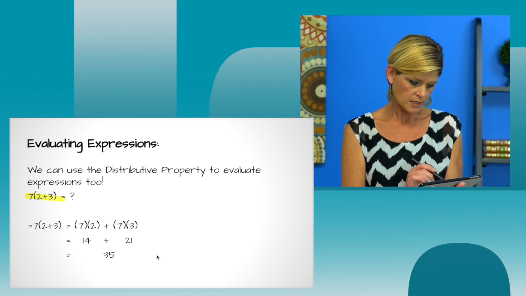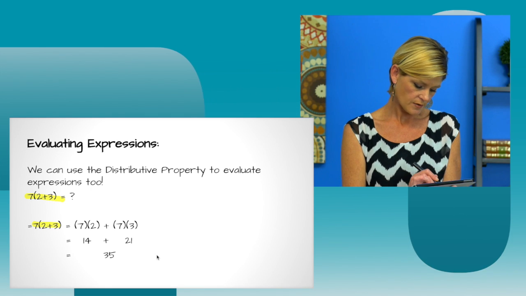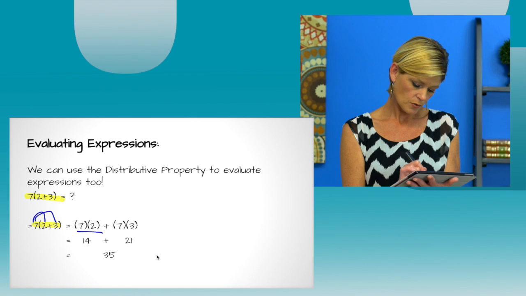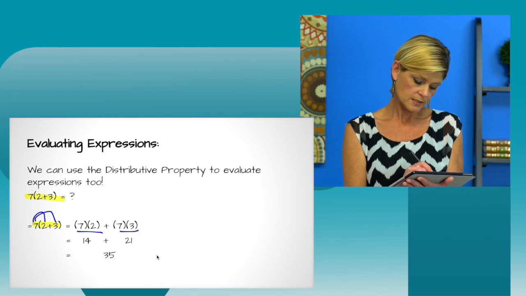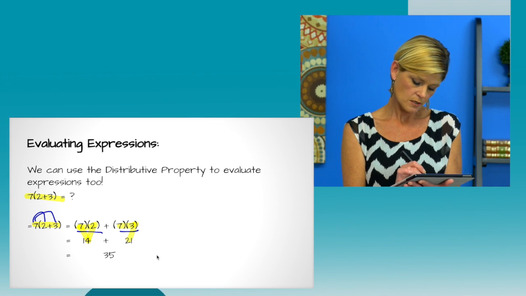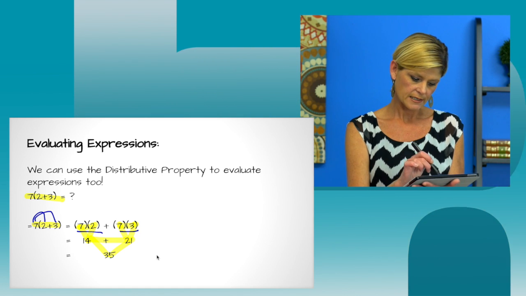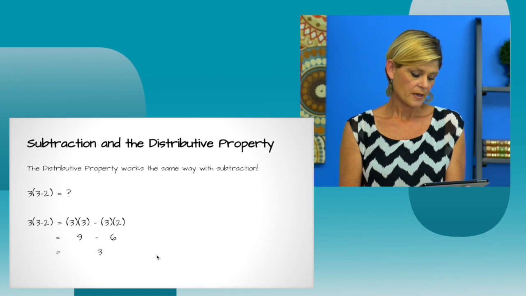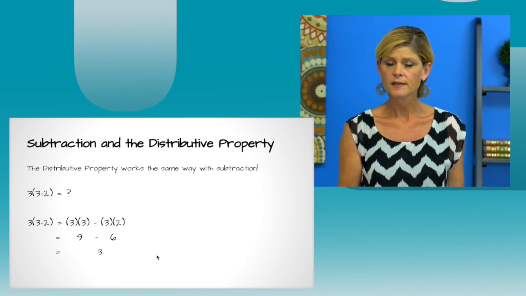So I have 7 times 2 plus 3. So I'm going to distribute my 7 to the 2 and my 7 to the 3 and add. Actually, let me multiply first. 7 times 2 is 14. 7 times 3 is 21. Add the two and I get 35. It's actually pretty simple.